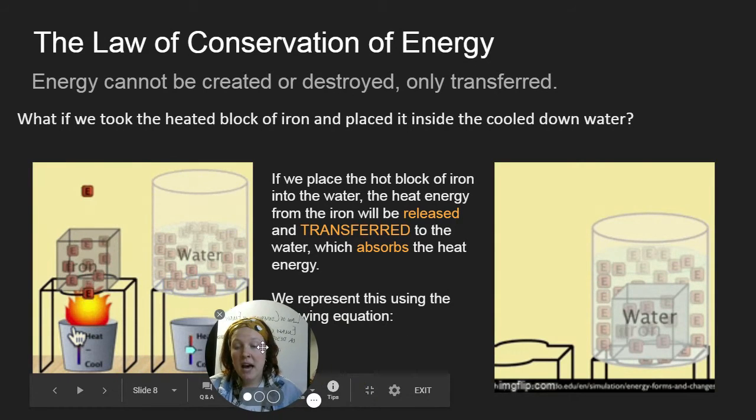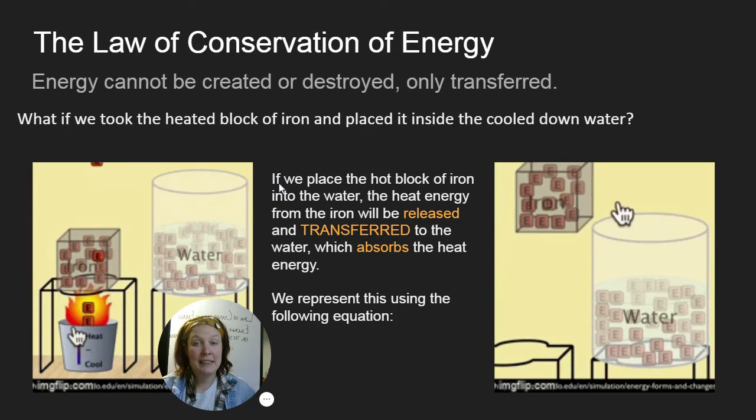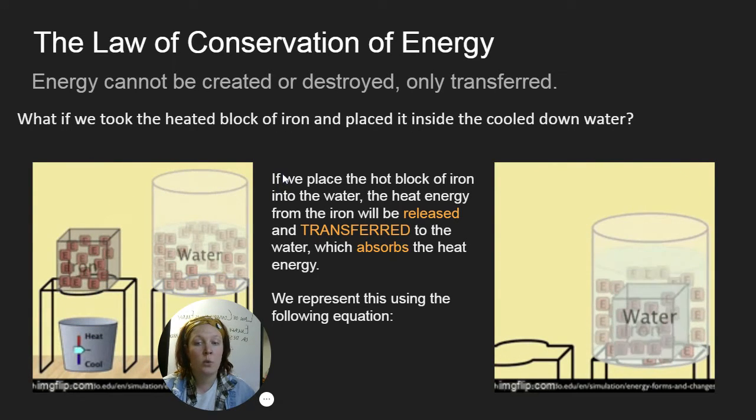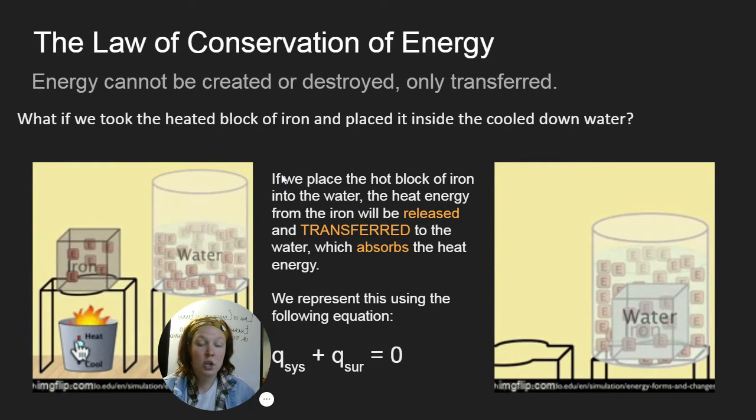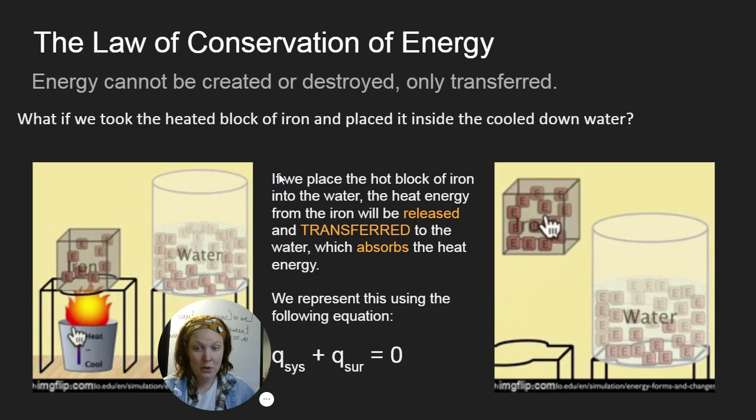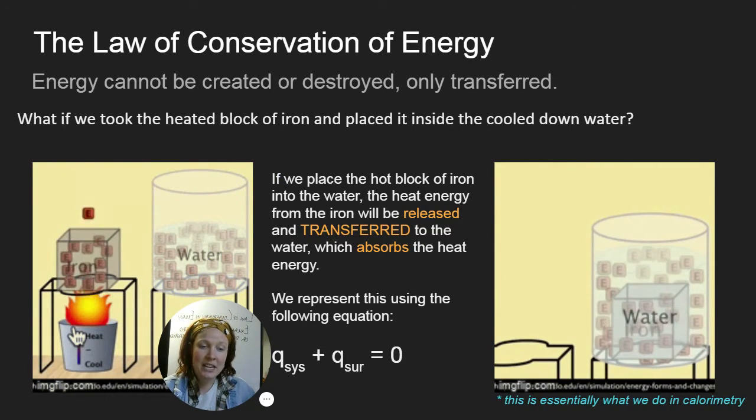So, if we place the hot block of iron into the water, the heat energy from the iron will be released and transferred into the water, which absorbs that heat energy. We represent this using the following equation: Q of the system plus Q of the surroundings equals 0. And again, what we're seeing in this right-hand picture is essentially what we do in calorimetry.